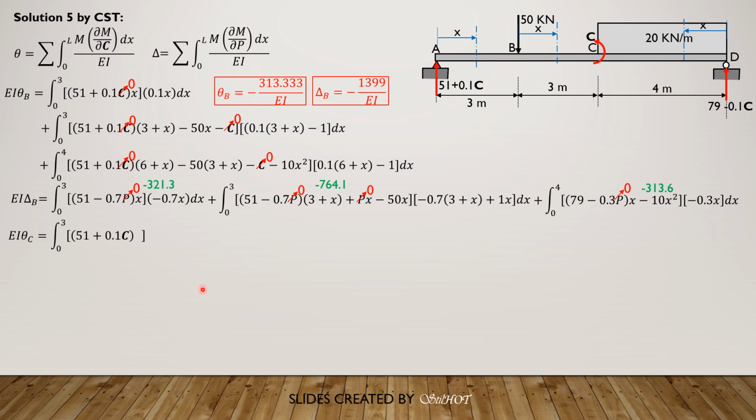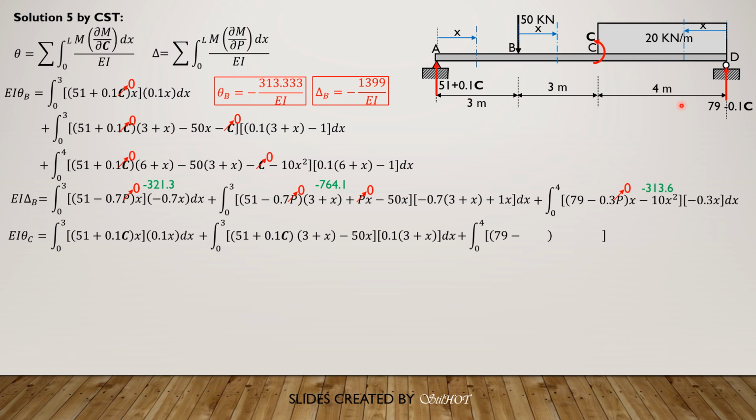So EI theta C equals integral 0 to 3 of 51 plus 0.1 C x times derivative 0.1 x dx. The moment here is 51 plus 0.1 C quantity x, so the differential or derivative is 0.1 x dx. Plus integral 0 to 3 of quantity 51 plus 0.1 C times 3 plus x minus 50x. Derivative is 0.1 times 3 plus x dx.